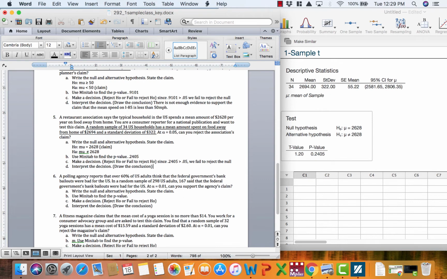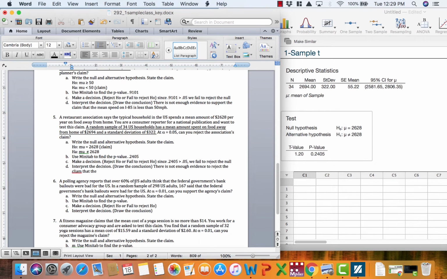All right, and since we fail to reject the null, there is not enough evidence to reject the claim that the mean amount spent on food outside the house each year is $2,628. All right, so there's not enough evidence to reject that claim.